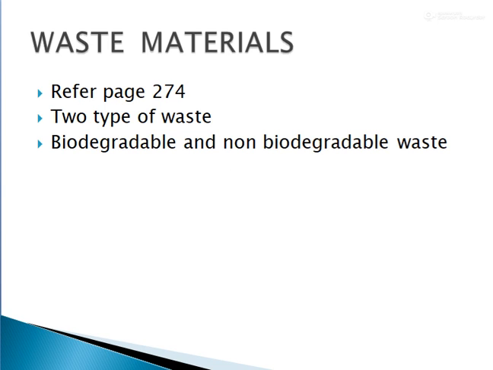The last one is waste material. You can refer to page number 274. We have waste. Two types of waste are produced. One is biodegradable and the other one is non-biodegradable. Biodegradable means that which can be broken down into simpler substances with the help of microorganisms. They include things like paper. How did we get it? Non-biodegradable wastes are those which cannot be broken down into simpler substances. They include things like plastic. Okay, I hope you got it.